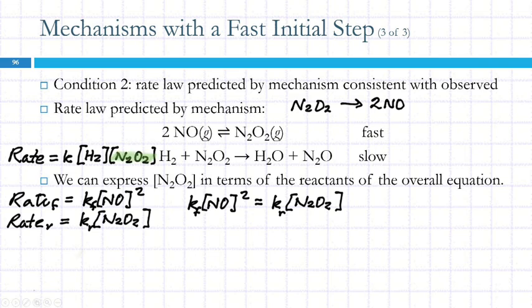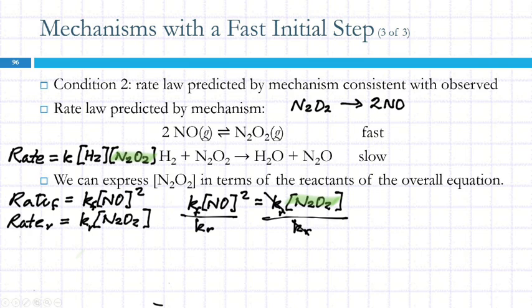We need this to go away. We need to express that in terms of other stuff. So we're going to take this equation that we just created and solve it for N2O2. I can divide both sides by KR. The KRs cancel out. So the concentration of N2O2 is equal to a forward rate constant divided by a reverse rate constant times NO squared.